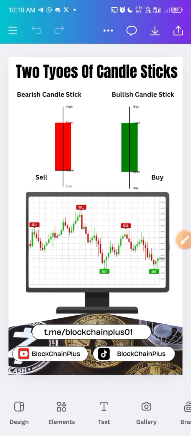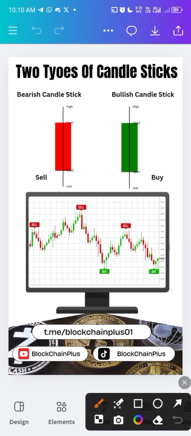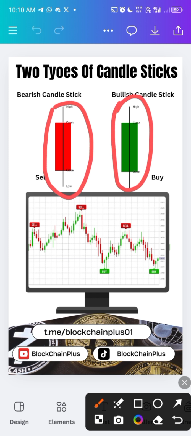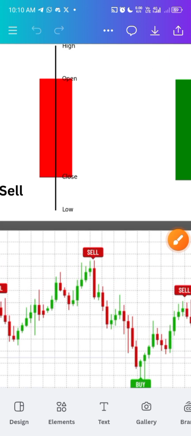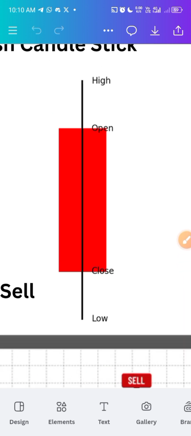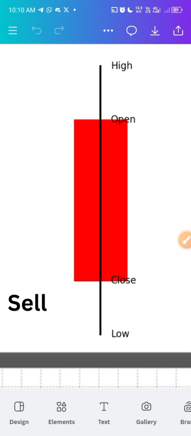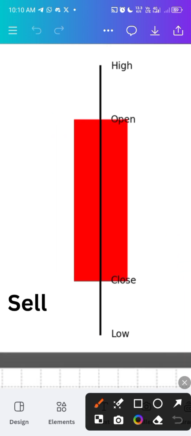Now, if you look at these two types of candlesticks, I mentioned the red, which is going down for sell, and the green, which is going up for the buy. If you look at it very well, you will notice, let me zoom this out a bit. This is the sell candlestick. You notice that this is the high. You can see it here. That is the high. Now, this is the open.